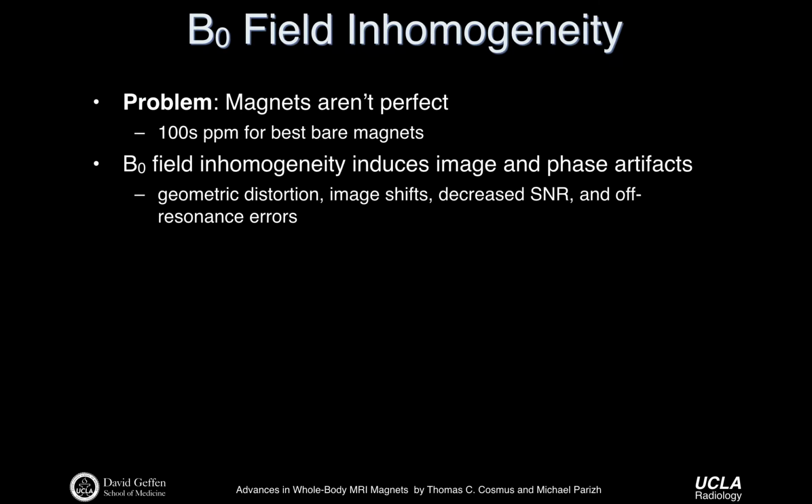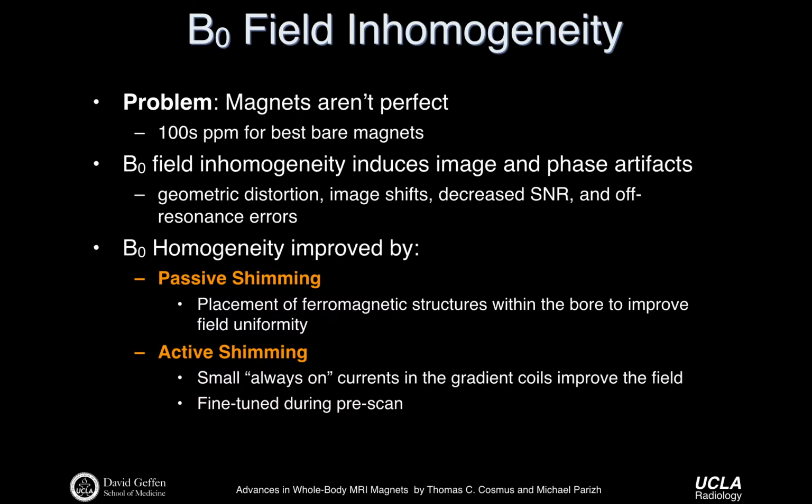So what's the problem here? Well, magnets aren't perfect. Whatever engineering design you have, they're not going to be perfect systems, right? And so you're going to have hundreds of parts per million for the best bare magnets. Meaning if I build a superconducting coil using the rules and principles that I showed you before, about the best you're going to do is about 100 parts per million. So it's a 1.5 Tesla system, but it's plus or minus something, a few micro Tesla, or even dozens of micro Tesla. And that's what we call a bare magnet.